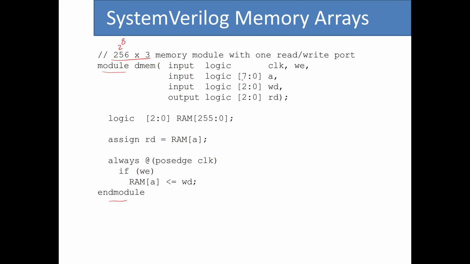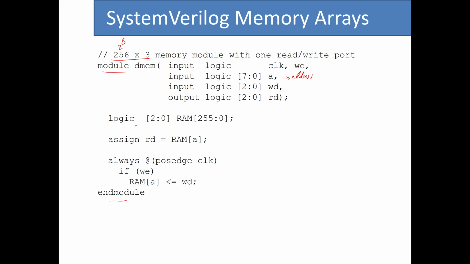We have input logic inside the square bracket 7:0. That means that, and the name is A, so this is the address that we define. Then we have input logic inside square brackets 2:0, that's WD. That is the data that you want to write. And finally, you have output logic 2:0 inside the square bracket RD. That's actually the data that you want to read.